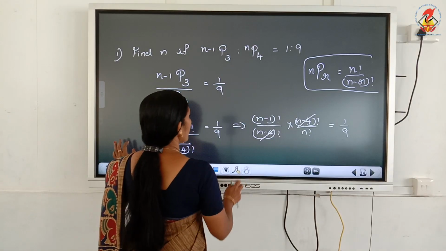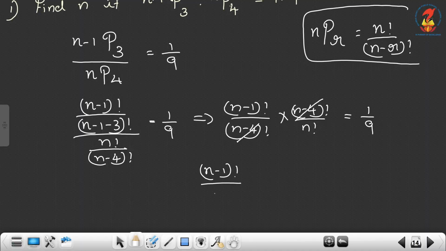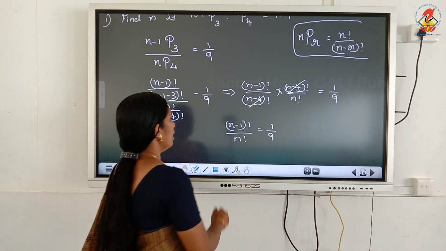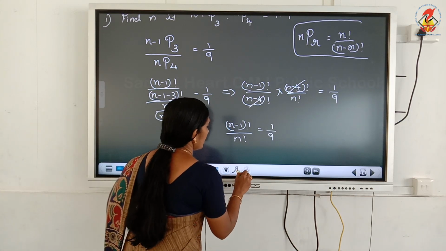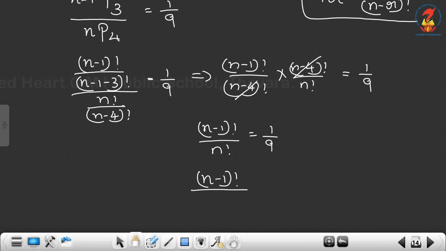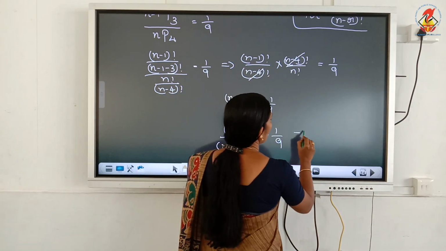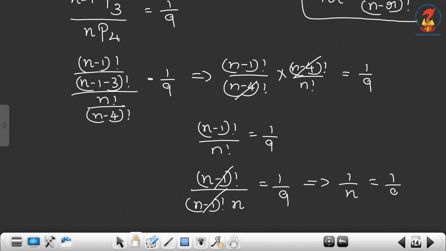Now how to cancel it? (n minus 1) factorial and n factorial. Which is greater, n minus 1 or n? n is greater than n minus 1. So n factorial, that is the denominator, we can write as (n minus 1) factorial into n, not n factorial, it is n. So we can cancel this, which implies 1 by n is 1 by 9. So what is n? n is equal to 9.